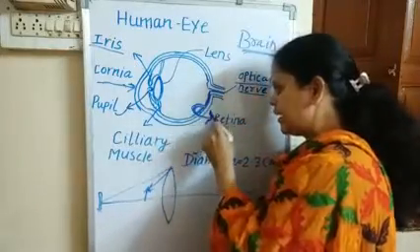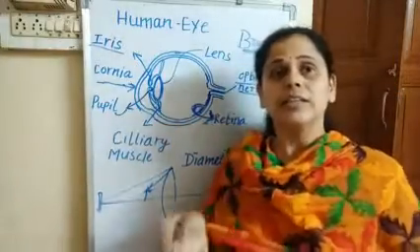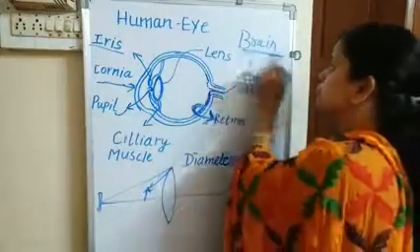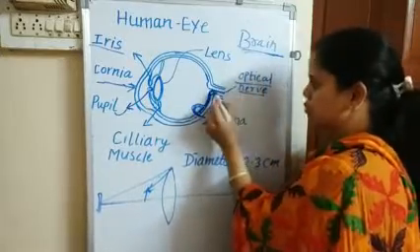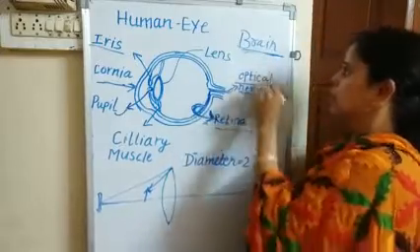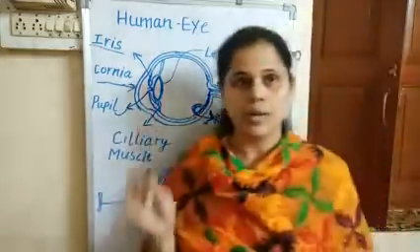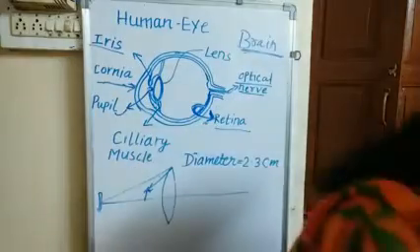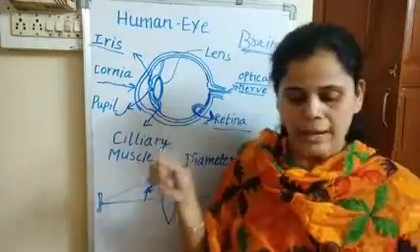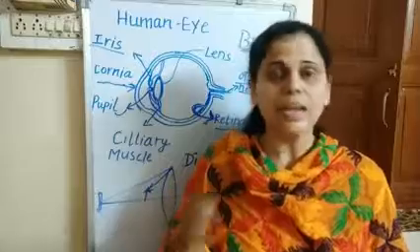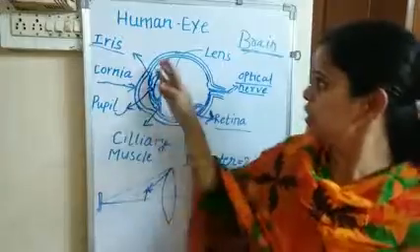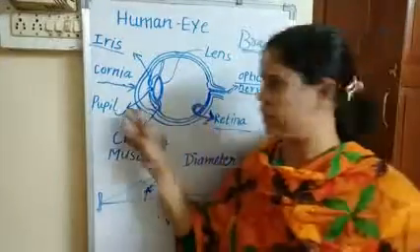This retina is made up of cells. They generate the electrical signal. That signal goes to the brain through this optical nerve. Understand? And then the brain analyzes that signal received from the optical nerve and converts it in such a way that we perceive the object as it actually is. Clear? So this is the human eye and the working of its components.